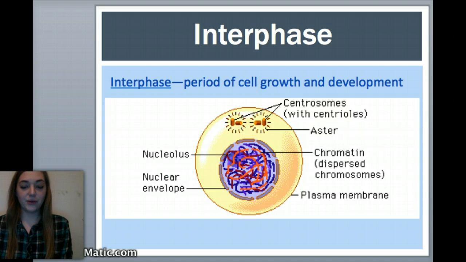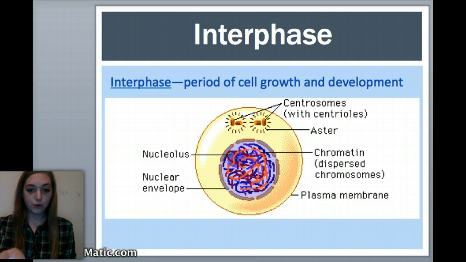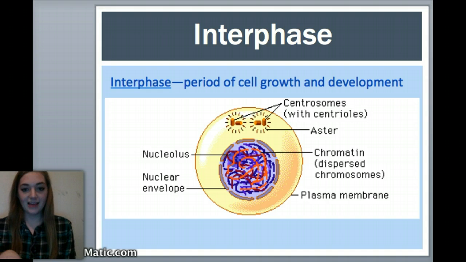All right, so this is a little picture of what interphase looks like. As you can see, the chromatin looks like a plate of spaghetti, all combined together onto a little plate, which is the nucleus. And the centrosomes are up there, and you can see that there's two sets of centrosomes with two centrioles in each centrosome. And those are very important in mitosis, as we will see later.